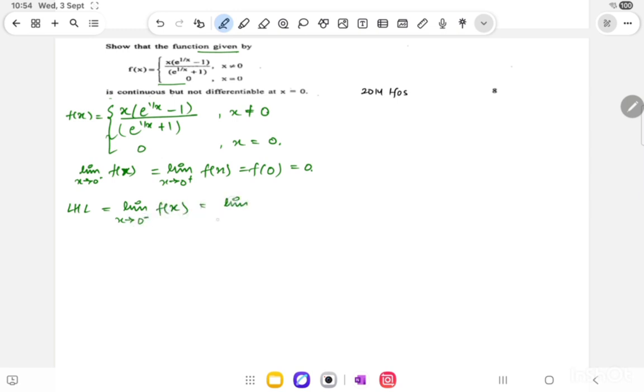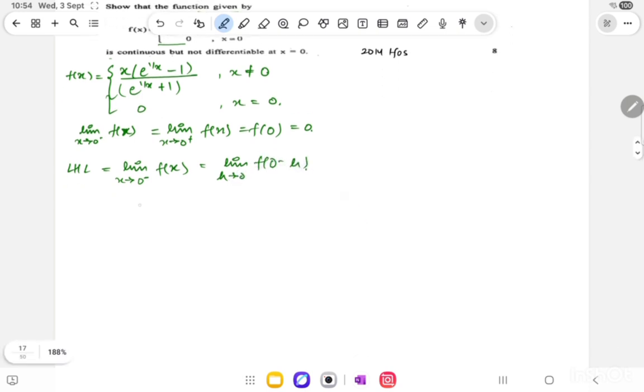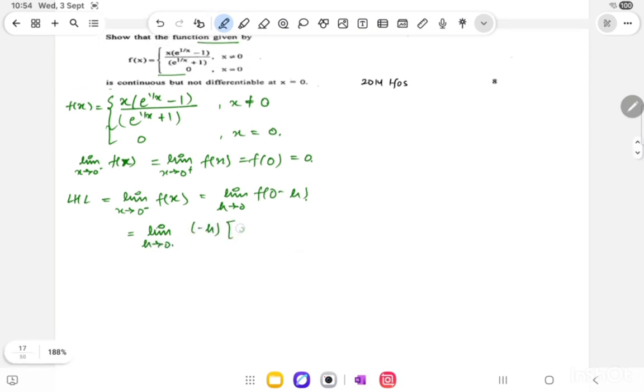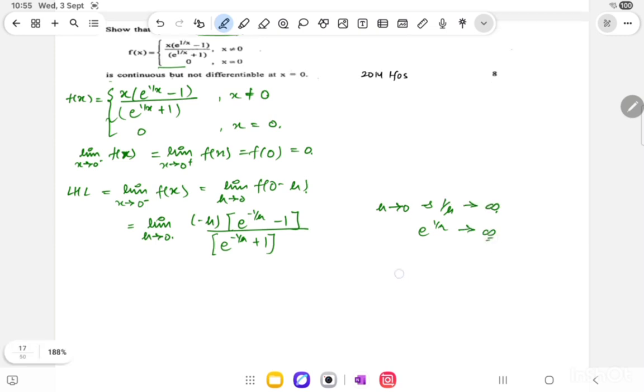So let's find the left hand limit, which is basically equal to the limit as h approaches 0 of f of 0 minus h. If I find this limit, it will be the limit as h approaches 0 of minus h into e raised minus 1 upon h minus 1 upon e raised minus 1 upon h plus 1. So since my h is approaching 0, my 1 by h will approach infinity, and e raised 1 upon h will also approach infinity.